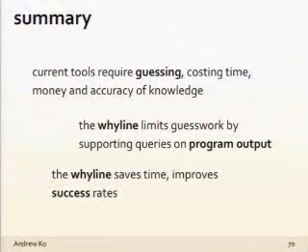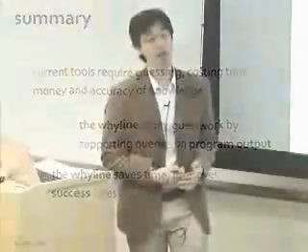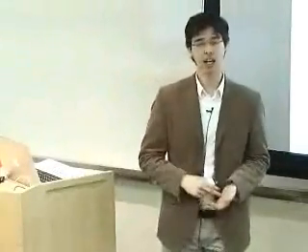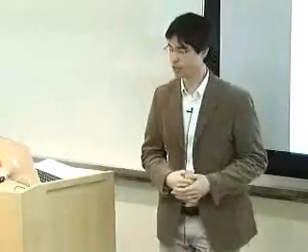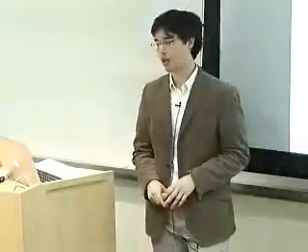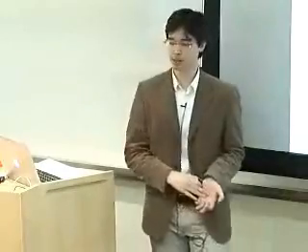So just let me summarize a bit here, and then we can get to questions. Current tools require people to guess, and this costs time and accuracy of knowledge and a lot of money, honestly. And the whyline tries to limit all of this guesswork by basically letting people work backwards from output that they saw or expected to see. And as a result, they've shown that it saves people time and improves a lot of their success.